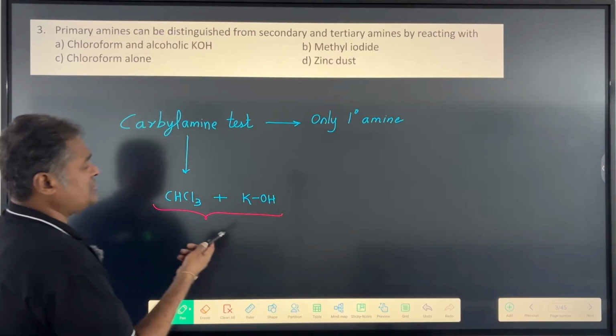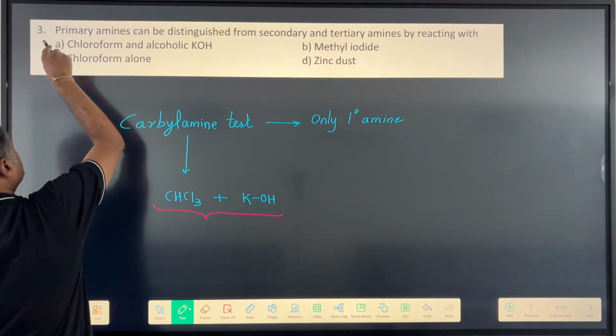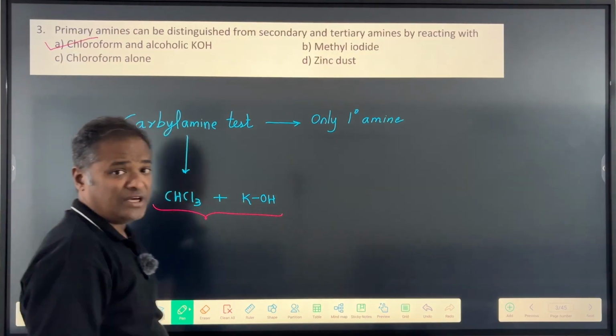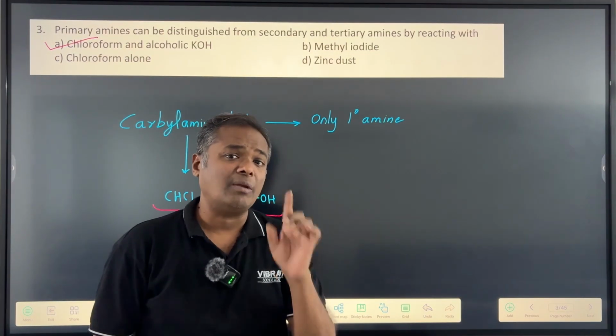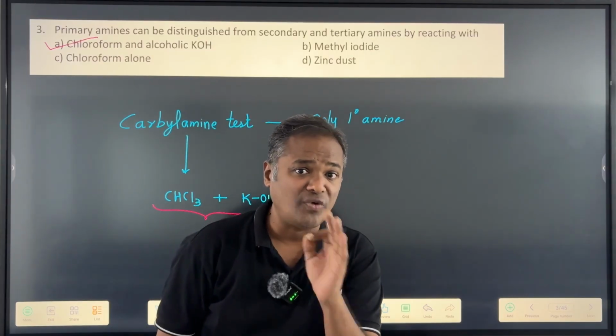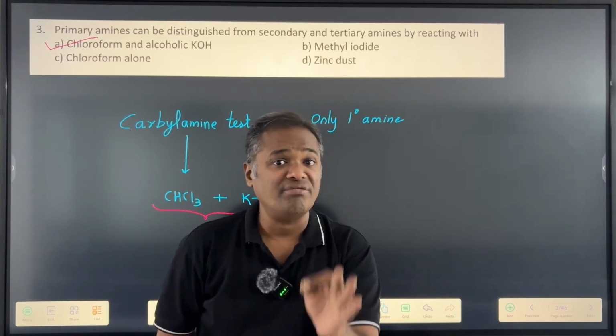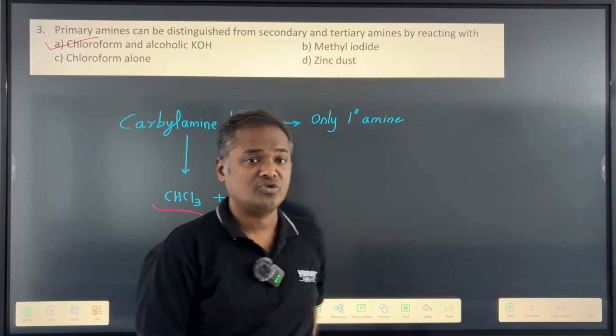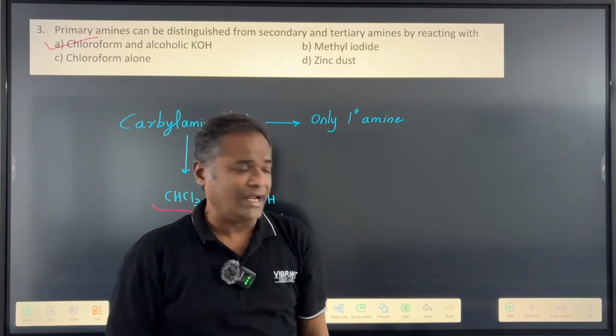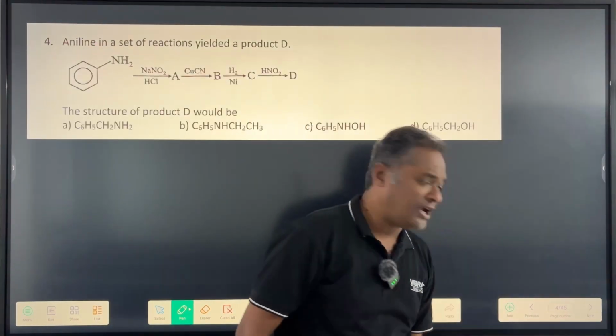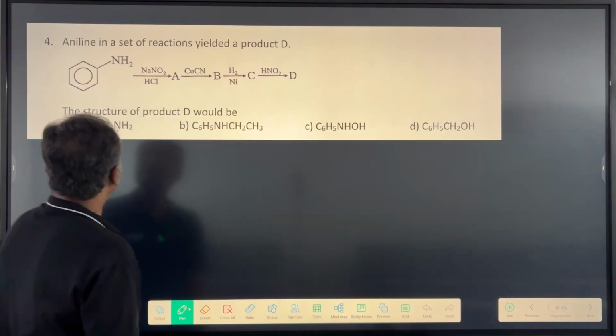The correct answer for this example has to be option A. Is it clear, child? So please remember, carbylamine test is basically used for detection of primary amines only. So this question is clear, child. Let's proceed with the next question. What we have on the screen.